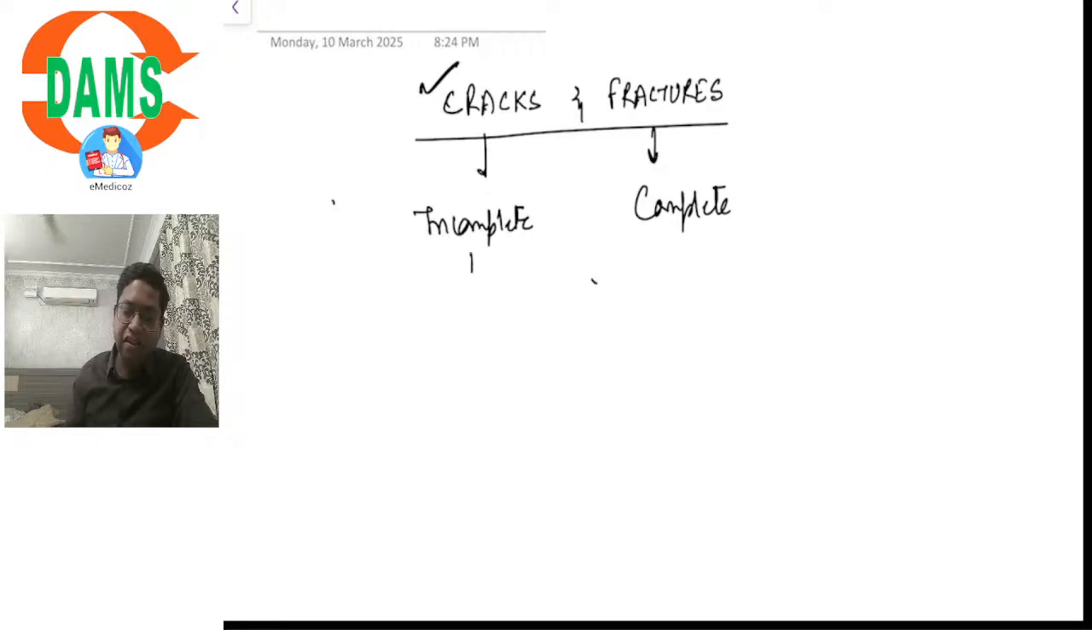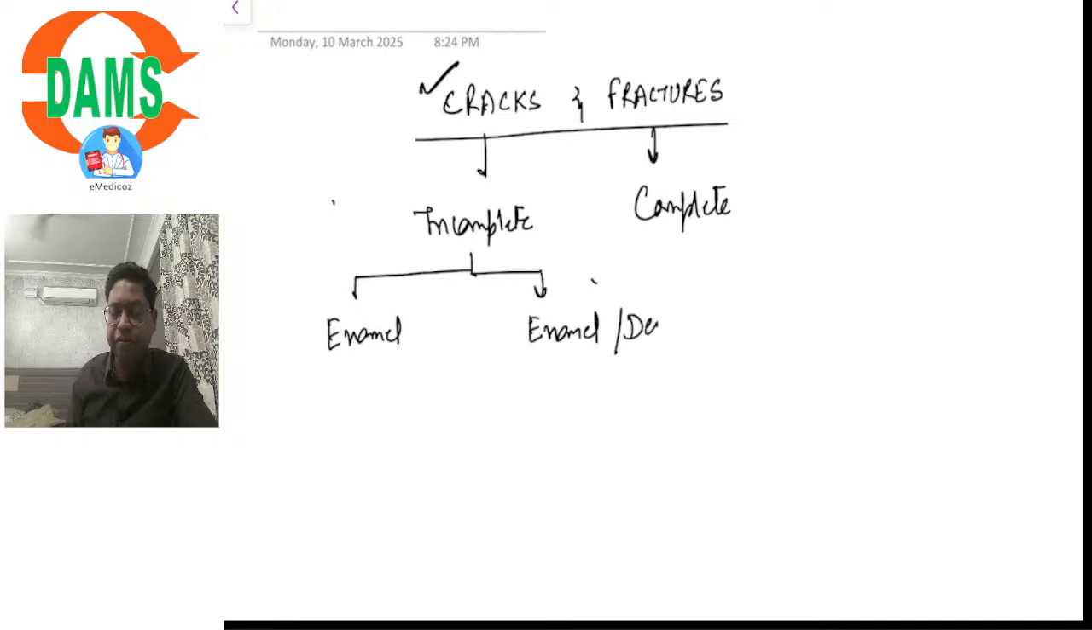These cracks can sometimes be limited to only the enamel, or they can be extending to enamel and dentine both. Okay. When they are only limited to the enamel, these incomplete structures are called graze lines.